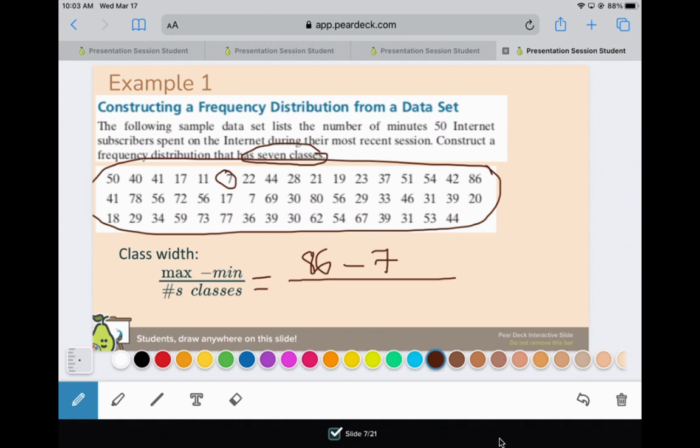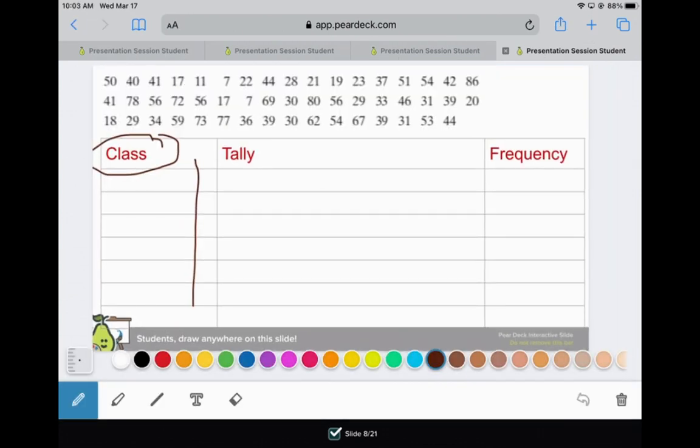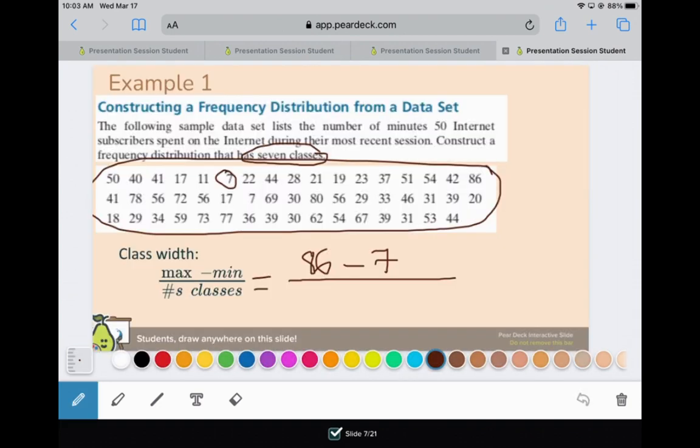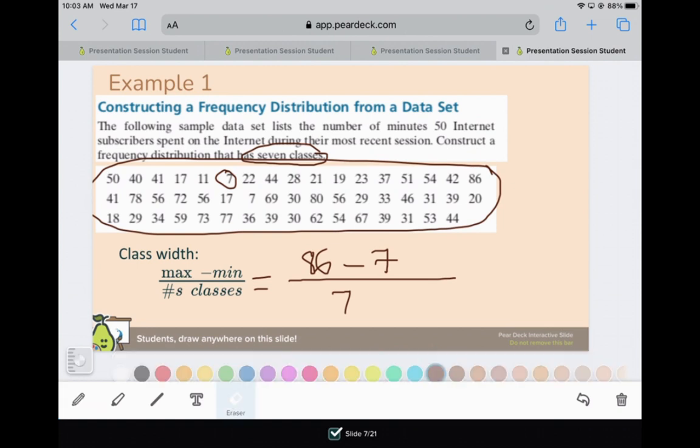They will tell you, I want 5 classes, I want 4 classes. Or, based on the table, if I look over here, I count 1, 2, 3, 4, 5, 6, 7. That's telling me that I need 7 classes. So even though they're not saying it, I can go back and look at my table. All right, so let's go back and finish up this problem. So I'm going to divide by 7.